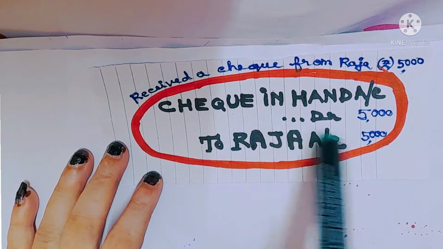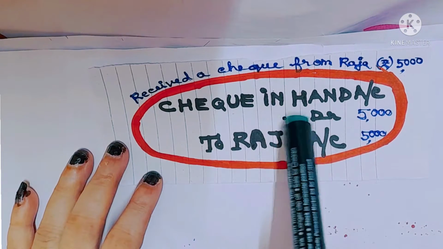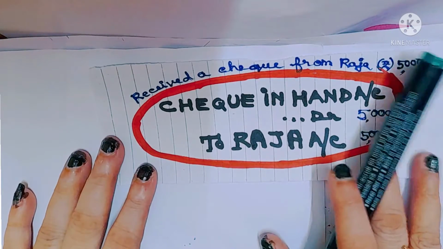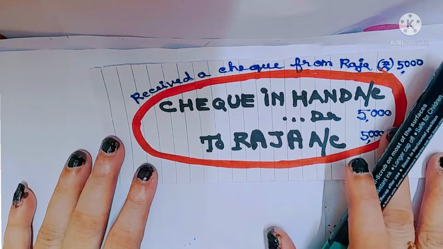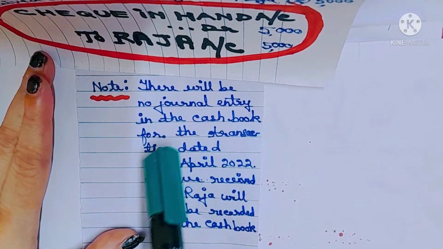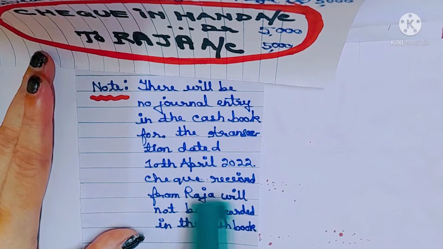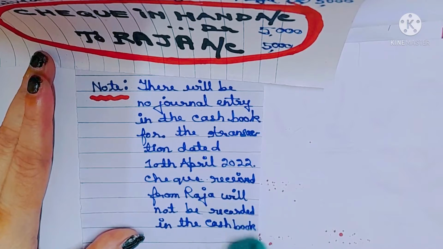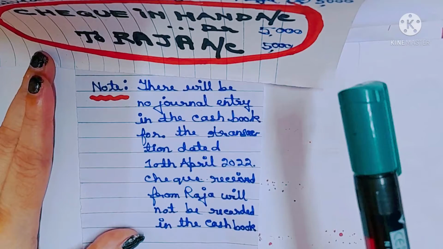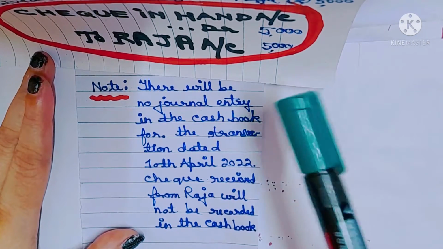Instead, we'll write a note that we cannot record this journal entry in the cash book. Understood? So we'll have to write a short note below the cash book. Okay, let me show you. The note: there will be no journal entry in the cash book for the transaction dated 10th April 2022. Check received from Raja will not be recorded in the cash book. Understood? Why? Because there is no bank account on the debit side or the credit side. The journal entry is check in hand account debit to Raja account.